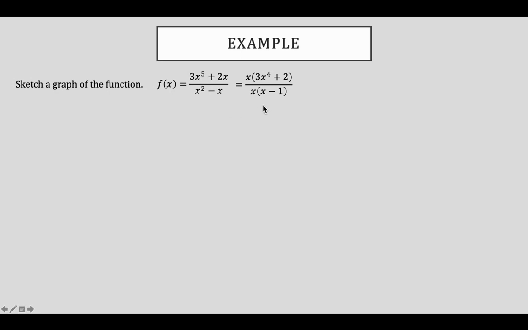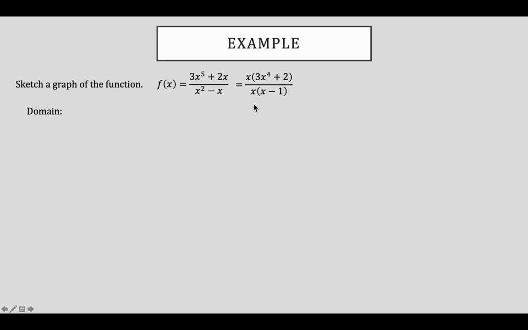So, step number one, we want to factor the numerator and the denominator. Whenever you go to factor polynomials, the very first thing you want to do is factor out a greatest common factor. Notice that the numerator and the denominator both have a common factor of x. My numerator factors into x times the quantity 3x to the fourth plus 2, and my denominator factors into x times the quantity x minus 1. This will allow us to find our domain.